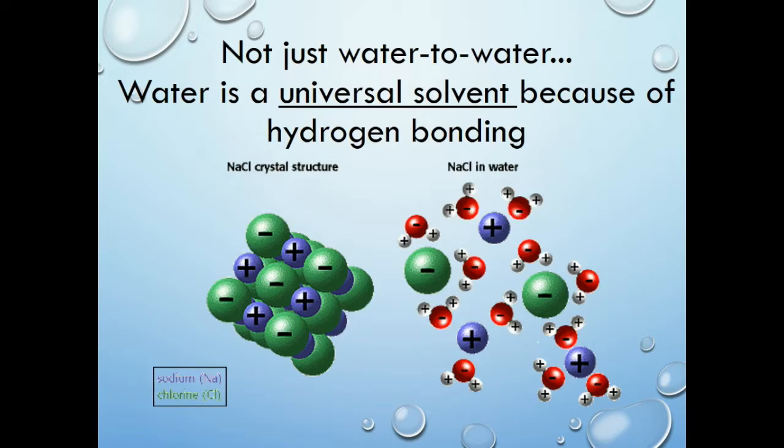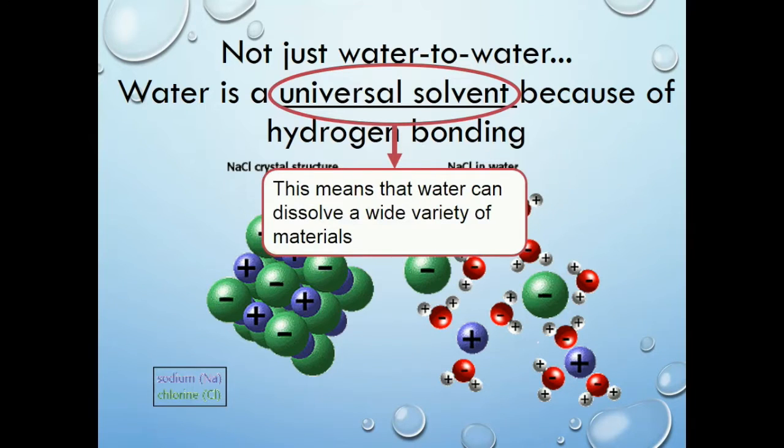Water molecules don't just attract to other water molecules. They can attract to different types of molecules, which makes water a universal solvent. A universal solvent is simply a term to describe how water can dissolve a wide variety of materials. It's important to remember that universal solvent doesn't mean that water can dissolve everything. Think of how water and oil don't permanently mix. But water can dissolve many materials, making it a good choice if a material needs to be dissolved.